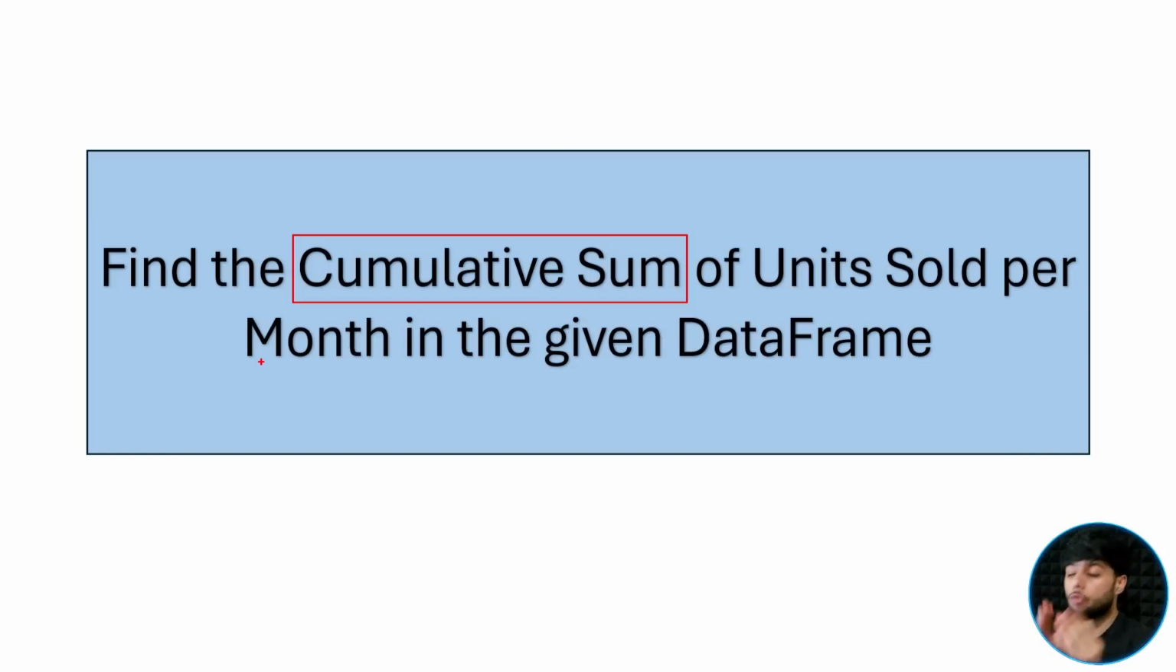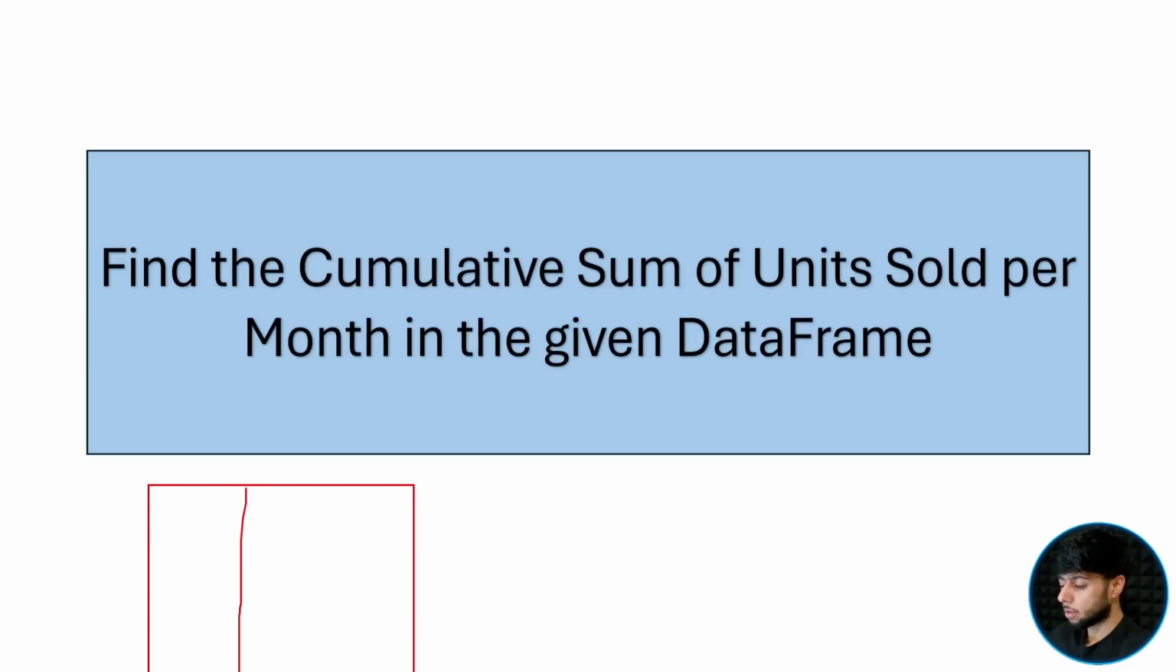So for those who do not know what cumulative sum is, let me explain it in just a minute. So let's say this is your month, and this is your sales. This is month one, month one, month one, then month two, then month two, and these are your sales like 5, 5, 10.